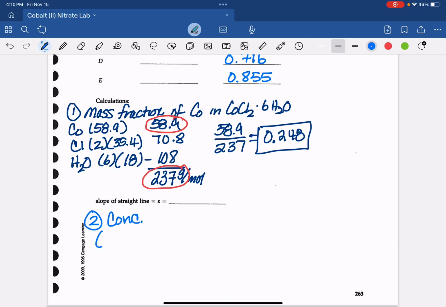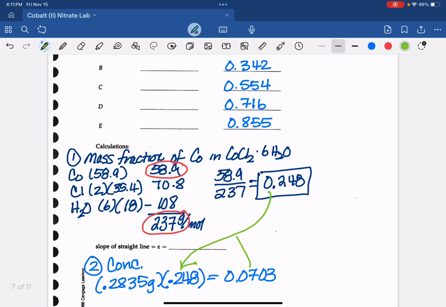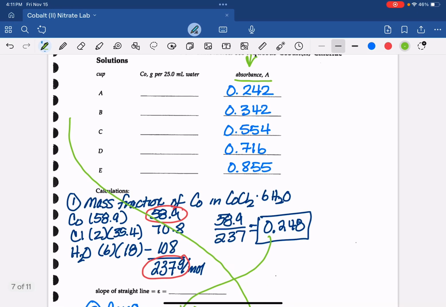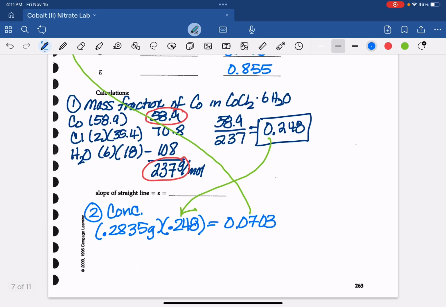So the first one is 0.2835 grams, and then you're going to multiply by that multiplier of 0.248. And when you do that, you're going to get 0.0703. Again, I'm taking it to 3 sig figs. Now this number, the 0.0703, is going to come up and go right here. Now you're going to go through and do the next mass.